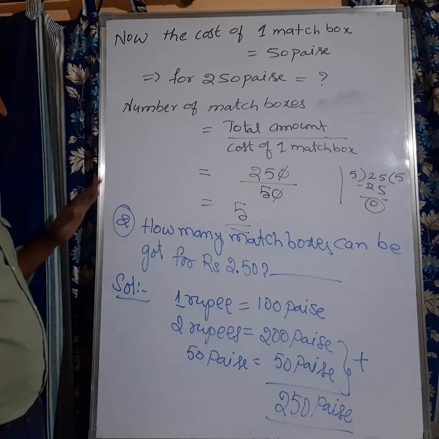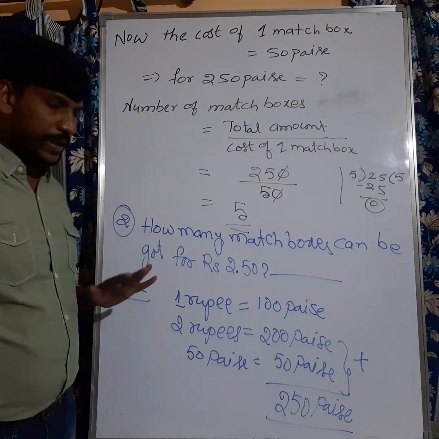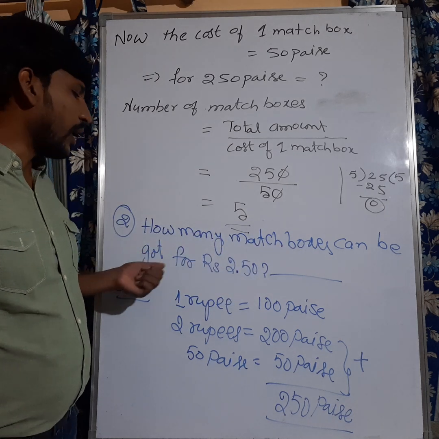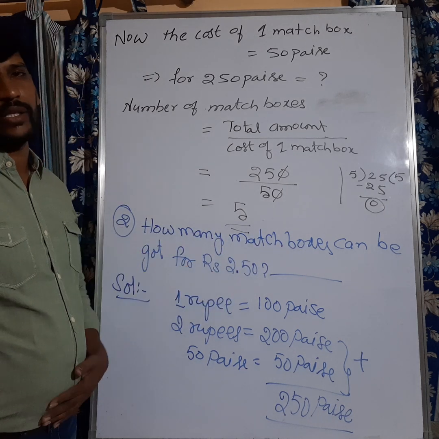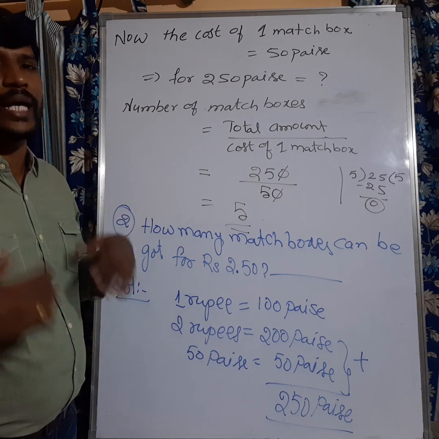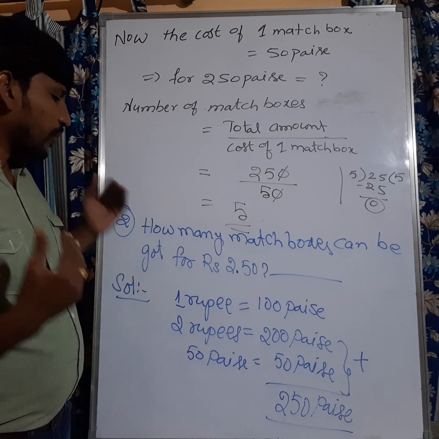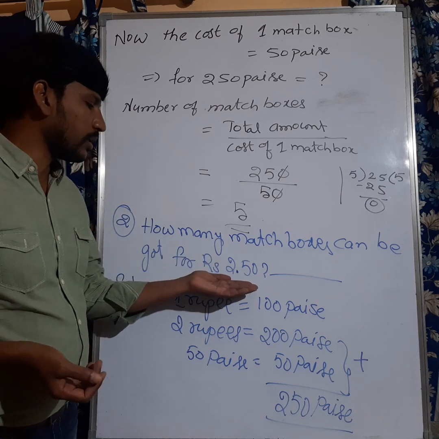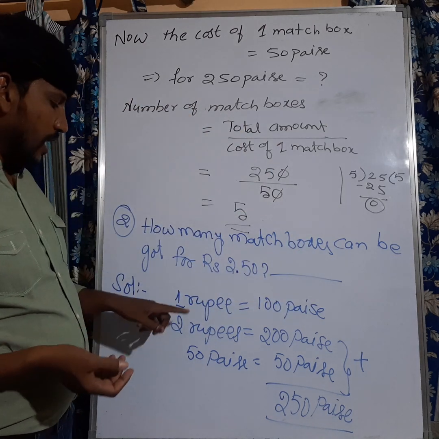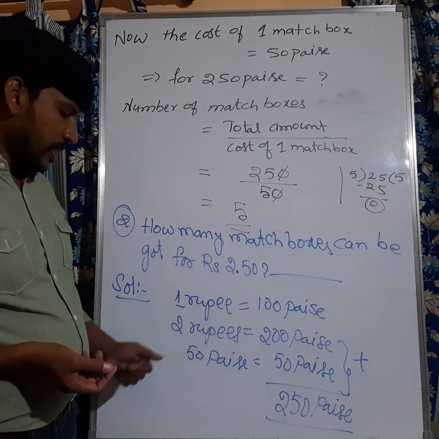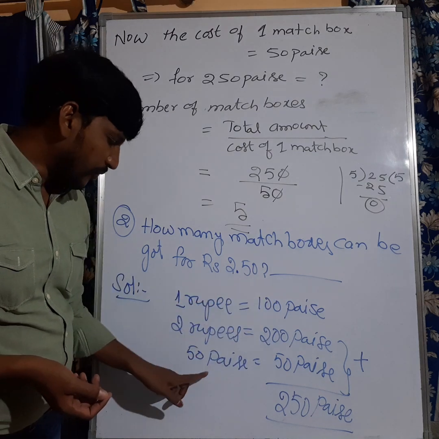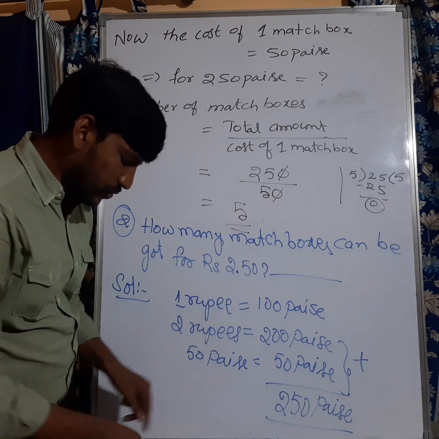Clear, my dears? I hope you understood that. See, once again I am going to explain. The question is how many matchboxes can be got for rupees 2.50. We have 2 rupees 50 paise. How many matchboxes are we going to get? That is the question. To find that out, first of all, convert this 2 rupees 50 paise into total paise only. We know that 1 rupee is equal to 100 paise, then 2 rupees is equal to 200 paise. Again they have given 50 paise here, so I am writing 50 paise here, by adding only these two.